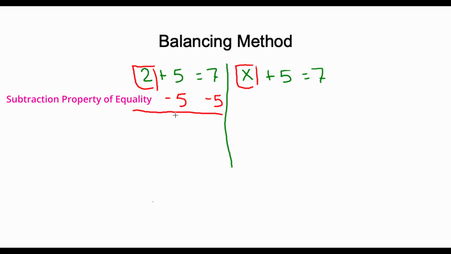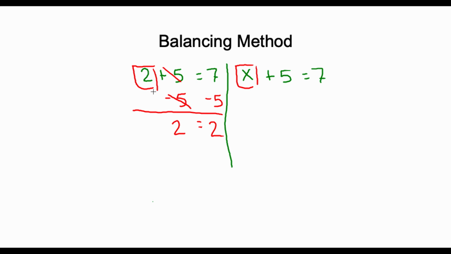All right, now what that does is it eliminates the 5 that's adding and it transfers its opposite value to the other side. Okay, so underneath it, I'm going to go ahead and do the calculation. 7 take away 5 is 2. 5 take away 5 cancels, and that was the goal. The goal was to eliminate the 5 so that this number is left alone.